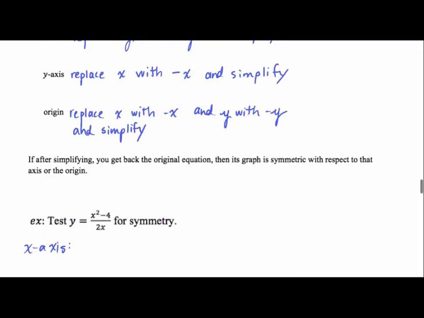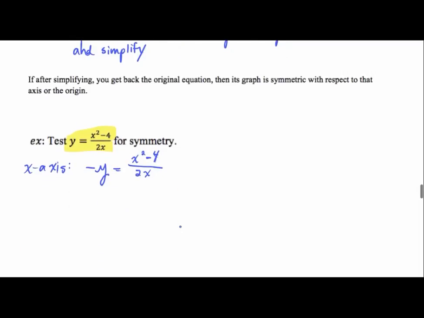So I'm going to replace this y in this equation by negative y. So I'd have negative y equals (x squared minus 4) over 2x. There's really not a lot to simplify here. You can multiply both sides by negative 1 to move it over if you want, but even if you do that, is it going to simplify back to this original equation? No. So this would not be symmetric about the x-axis.